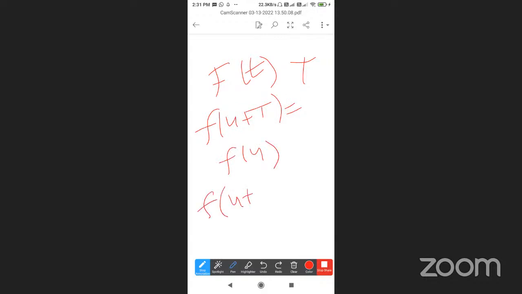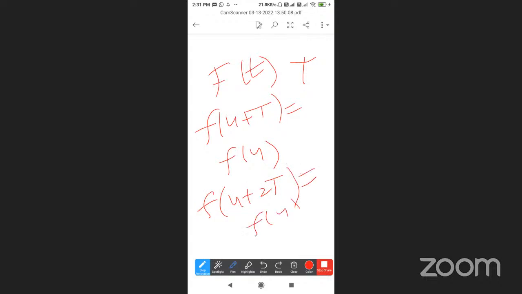The period of a function: suppose f of t is a function whose period is capital T. Then f of u plus capital T is equal to f of u, and not only that, f of u plus 2T is also equal to f of u.